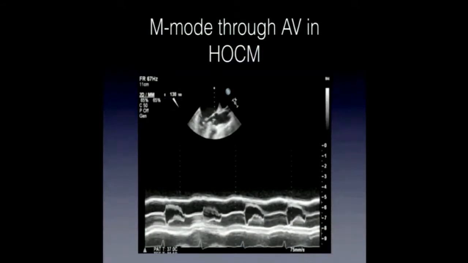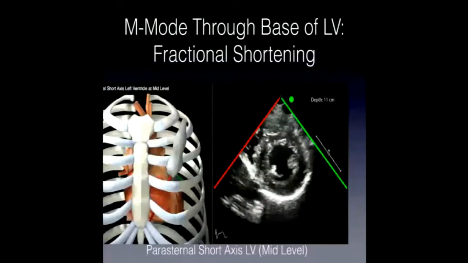Here's another example. And I just wanted to show you another mode. This one is for what's called fractional shortening. This is a very basic EF. It's not Simpson's method, but it's a very basic measure of systolic function. So what we've done now is we'll get a parasternal short axis through the left ventricle, which is easier to do than you think in some patients.